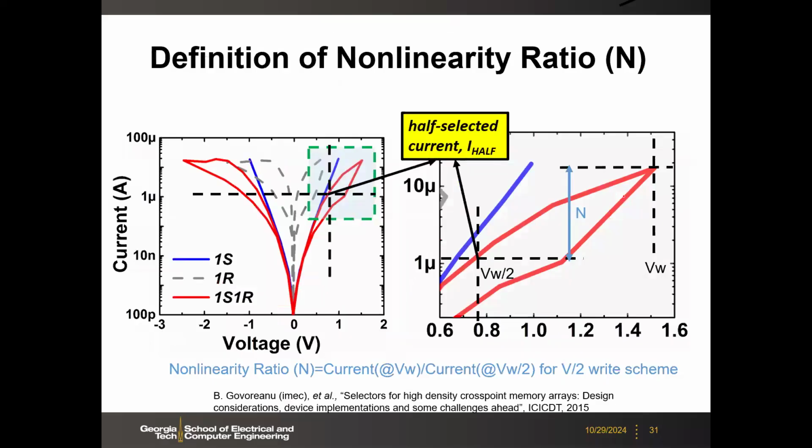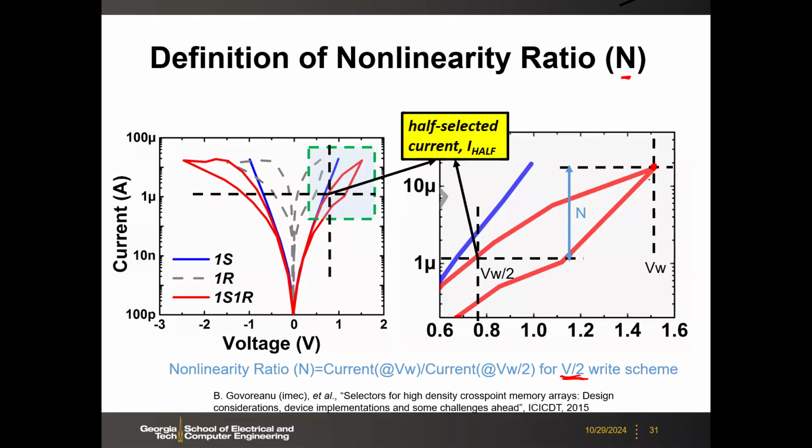This helps to minimize the sneak path current. So here we can define this nonlinearity ratio, N. Okay, this is important. You have homework or even exam questions on this. So by definition, we just talked about that. This depends on the write scheme, right? So here, let's say for V over 2 write, we are going to define the current ratio. On the right-hand side, this plot is just a zoom in of the green box region.